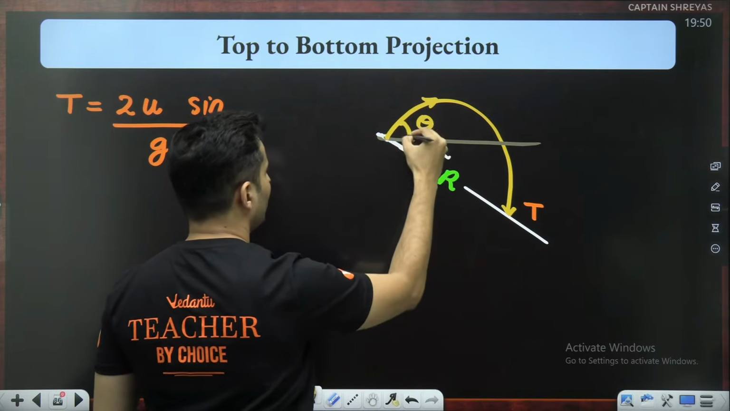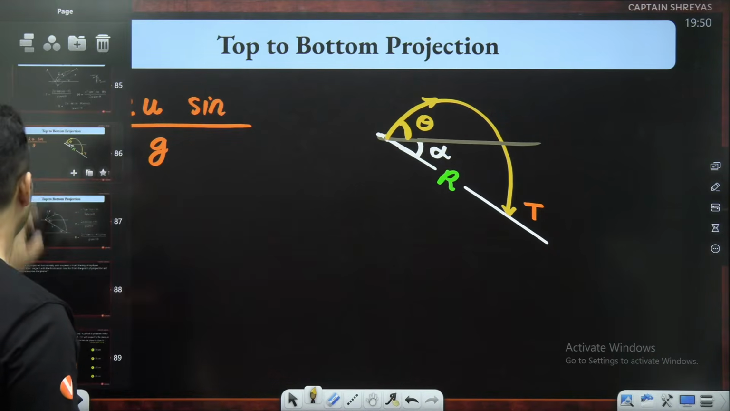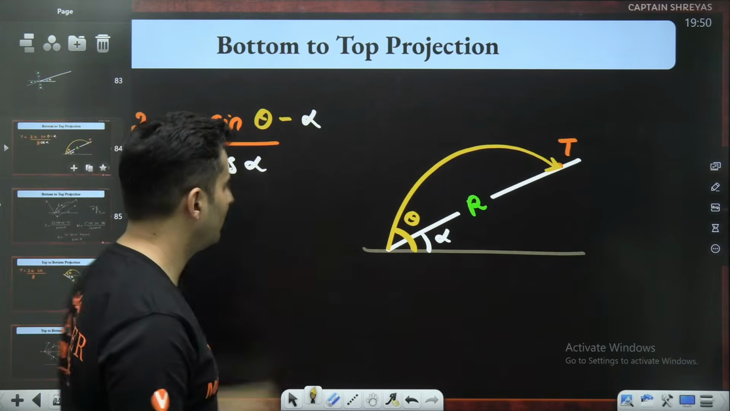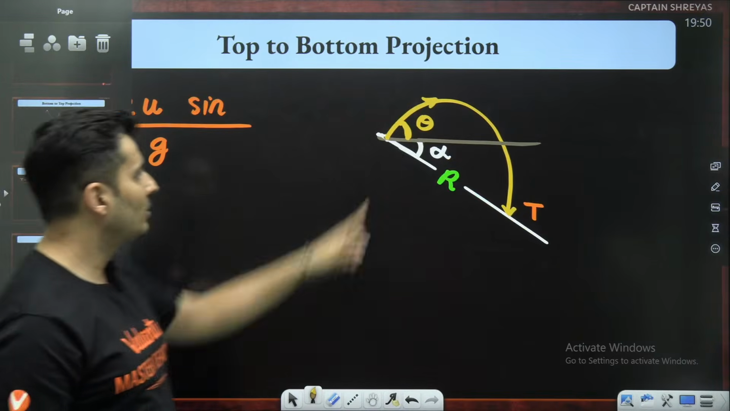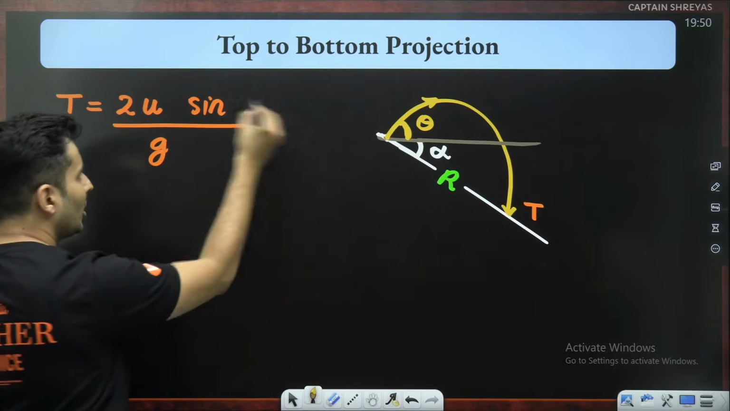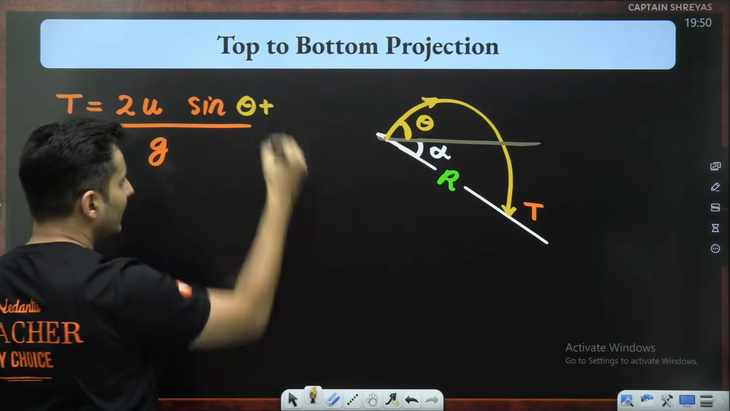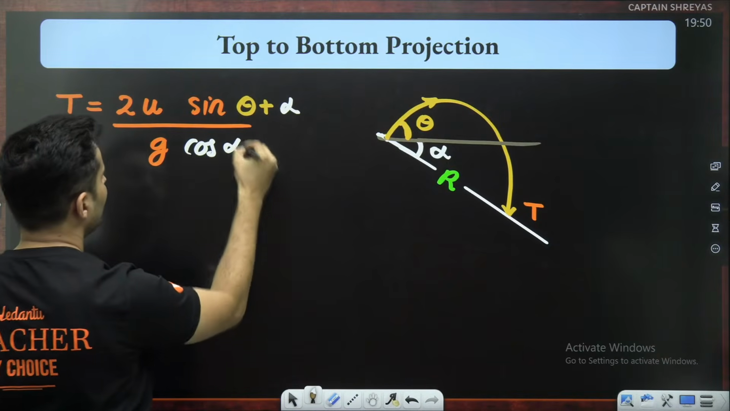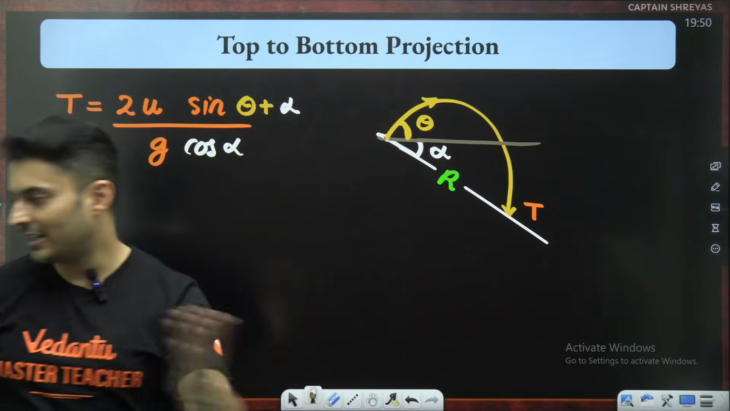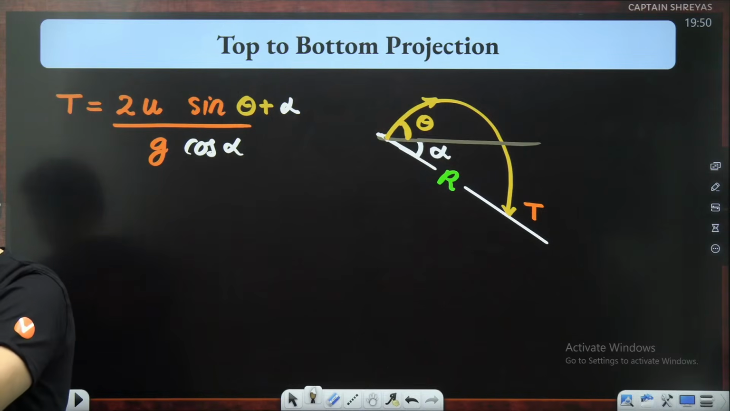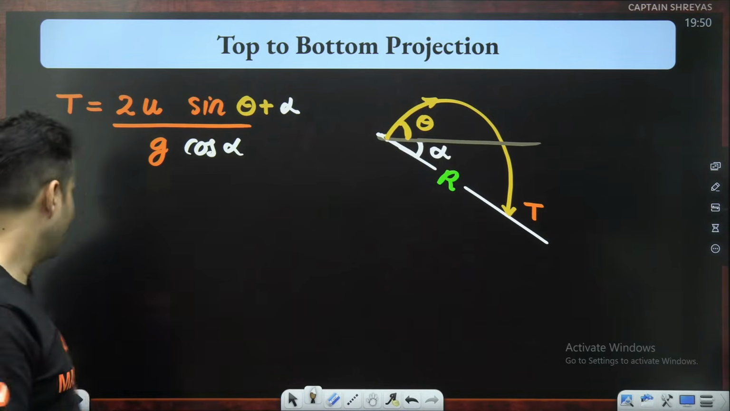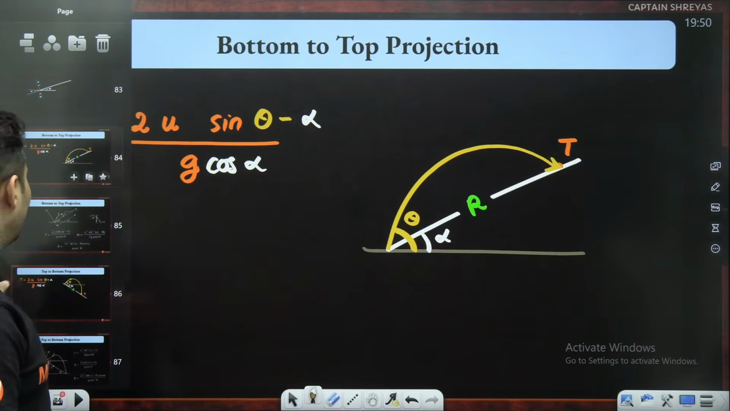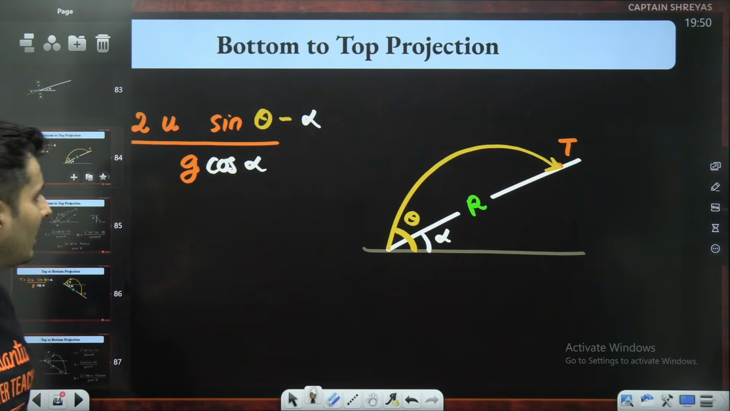Theta is always measured with the horizontal, just like over here. Instead of theta minus alpha, it will be theta plus alpha. That's the only difference. And here, as it is, g cos alpha. Only that difference: theta plus alpha versus theta minus alpha. Is this point clear, everyone?